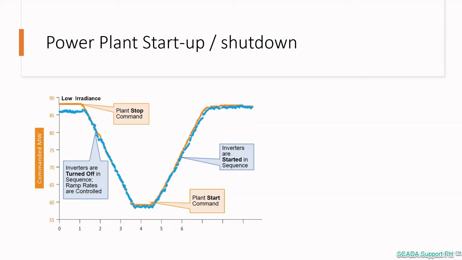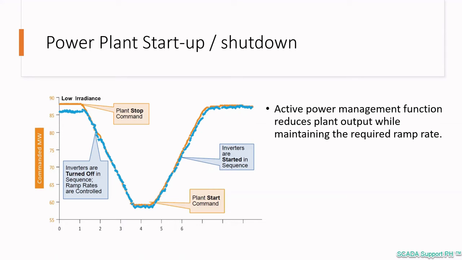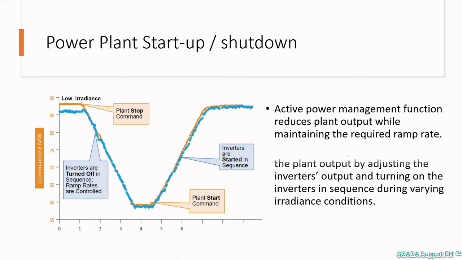Another standard PPC functionality is its ability to provide the needed control of the PV power plant during startup or shutdown. The active power management function reduces plant output while maintaining the required ramp rate. This functionality is also essential during varying low irradiance conditions throughout the day where the PPC needs to gradually increase the plant's output by adjusting the inverter's output and turning on individual or blocks of inverters in sequence.